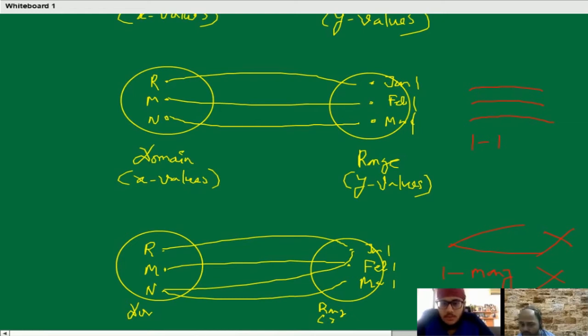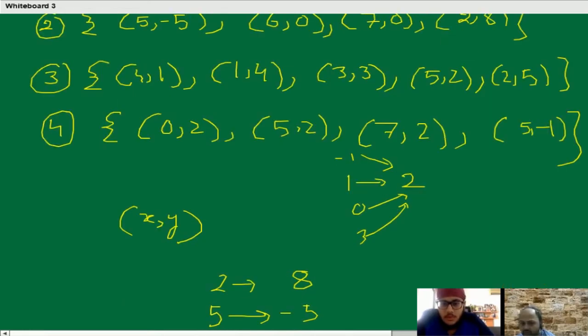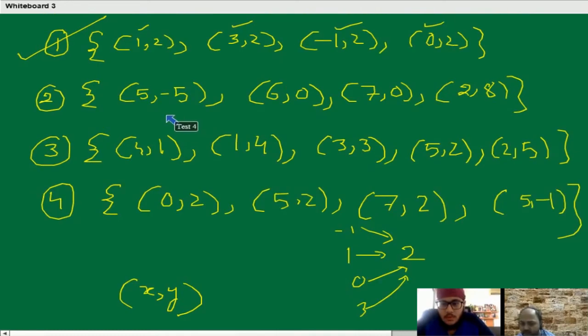So what we have to remember here, simply, Manu, is to check whether any one of the x values has 2 different y values. Check it once for 2.